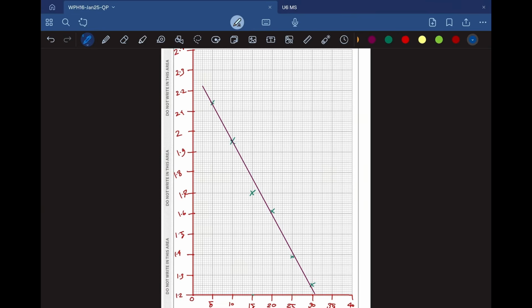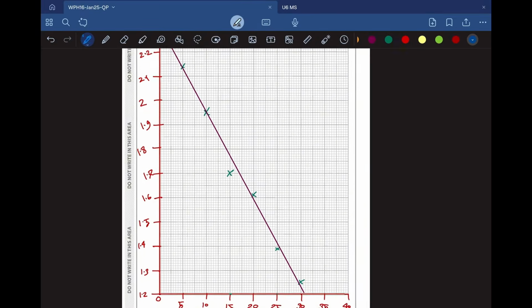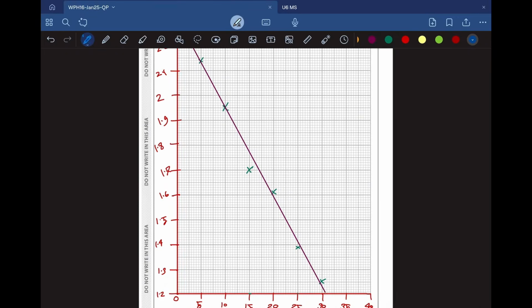We can actually go through this. Just give me a minute. Let me think from where we can make sure that the gradient is a bigger triangle. Make sure to take a large triangle, because in the examiner's report and in the mark schemes, they have asked us to use bigger triangles. So make sure you are using bigger triangles. Now let's actually draw the triangle.